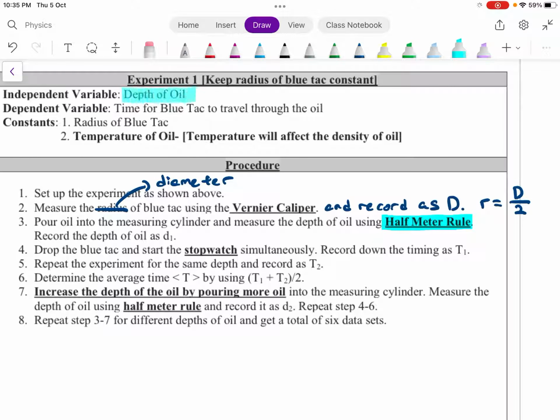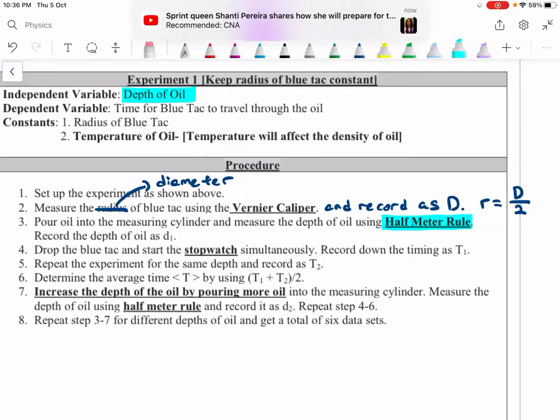So this is an independent variable, meaning that I'm going to change it later after I get the first data set. Okay, record the depth of the oil as D1. Okay, so step number 4, drop the blue tag and start the stopwatch simultaneously. Record the timing as T1.